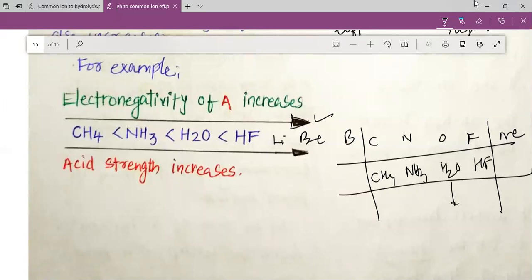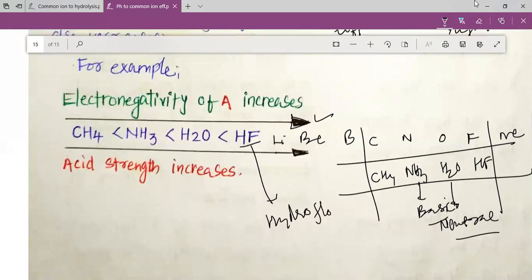Now you know this H2O is actually neutral. As H2O is neutral, the compounds on the left are basic. We know ammonia is basic, but HF is an acid which we call hydrofluoric acid. So my dear students, from this we can easily come to know that this is acid, this is neutral, this is base.